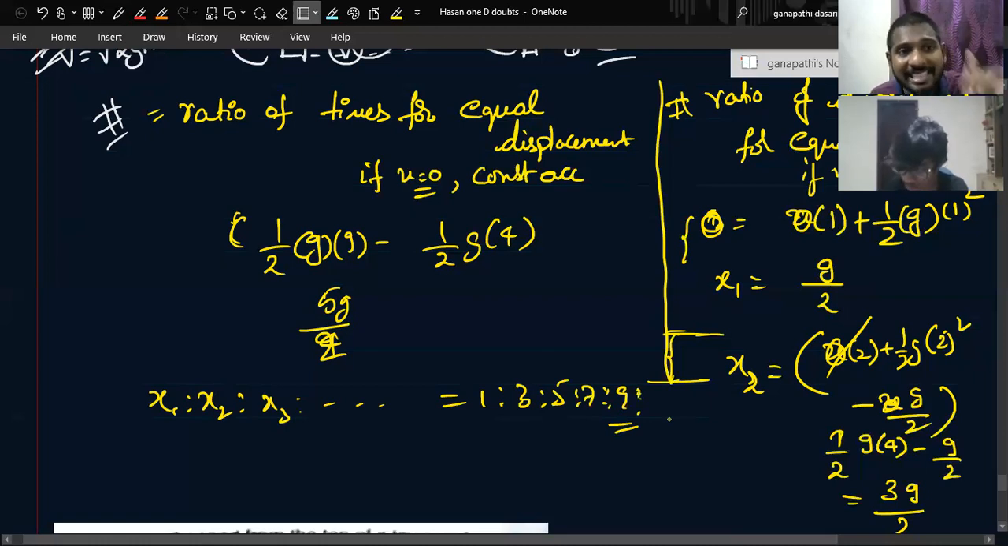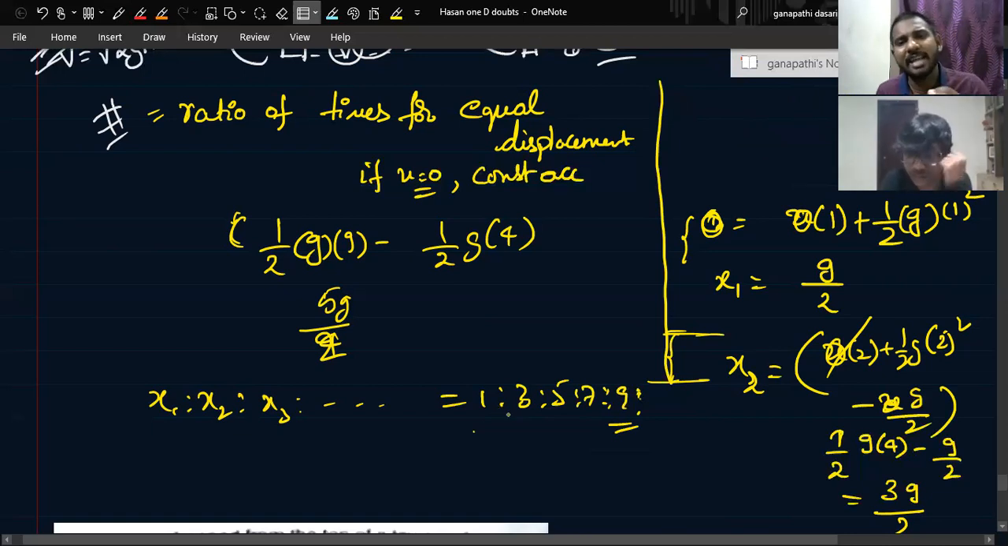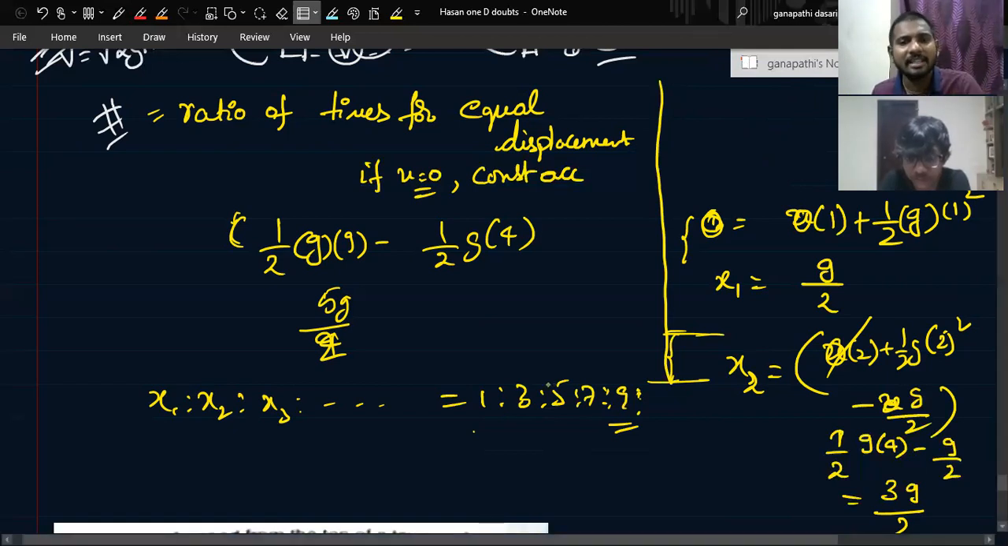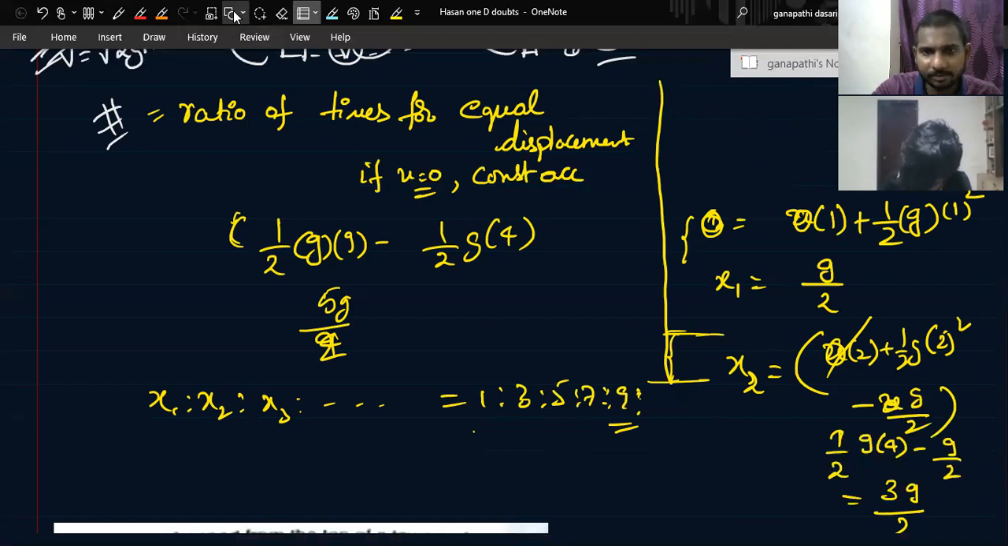Now, if the question is asked in this manner, the ratio of displacements in the first 2 seconds, next 2 seconds, next 2 seconds, in consecutive equal intervals of time, will be 1:3:5:7:9, and so on. If the question is given as 2 seconds, 2 seconds, 2 seconds, otherwise 3 seconds, 3 seconds, 3 seconds, for equal intervals of time, the distances covered or displacements covered are in the ratio 1:3:5:7:9. This is a very important conclusion. You got this? Yes, sir.